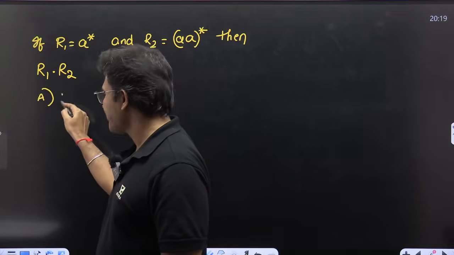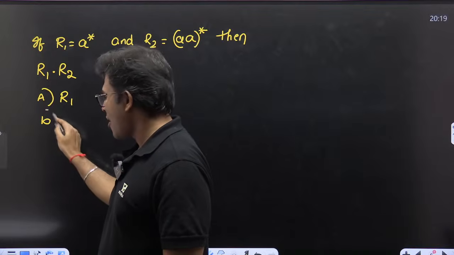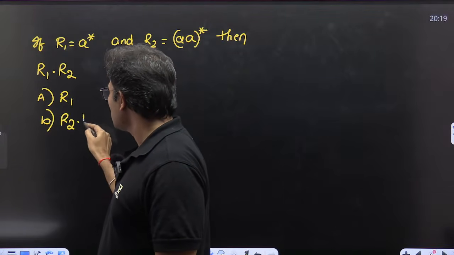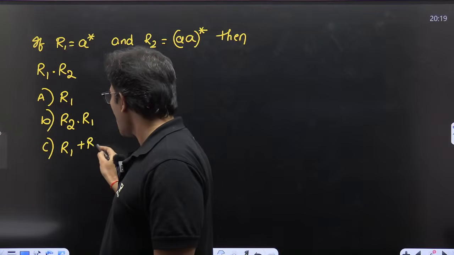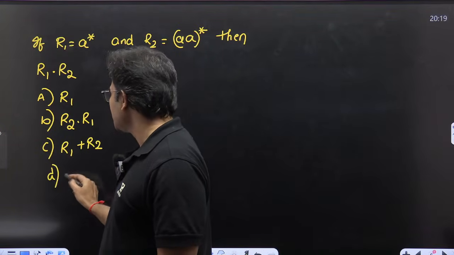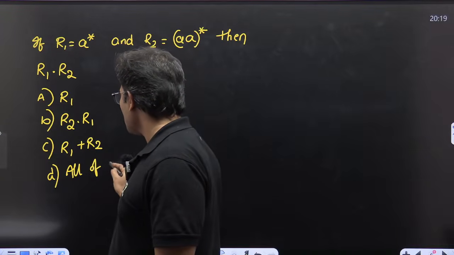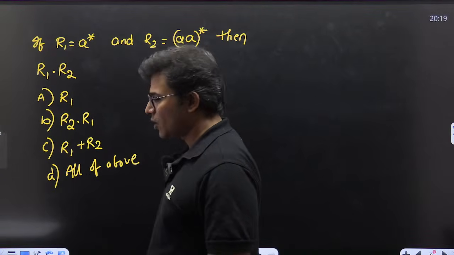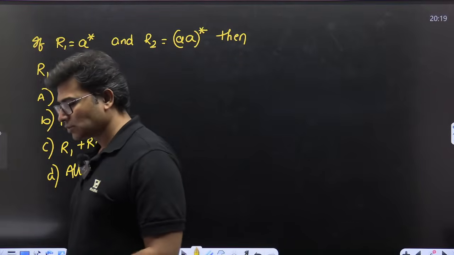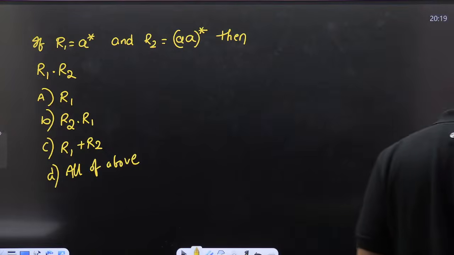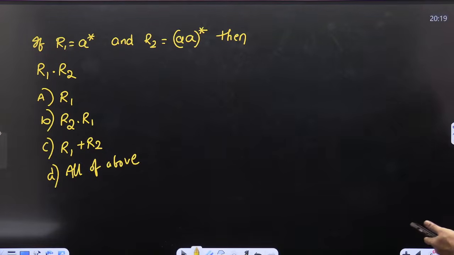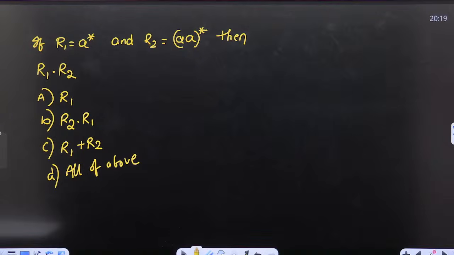option A is R1, option B is R2 concatenated with R1, option C is R1 plus R2, option D is all of the above. What is the option? A, B, C, D? Answer the ABCD question, okay?